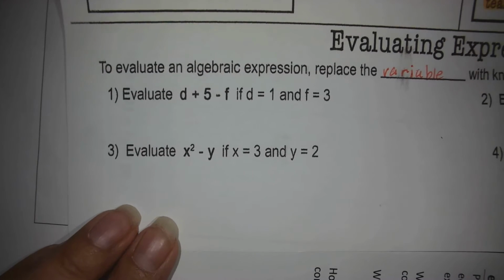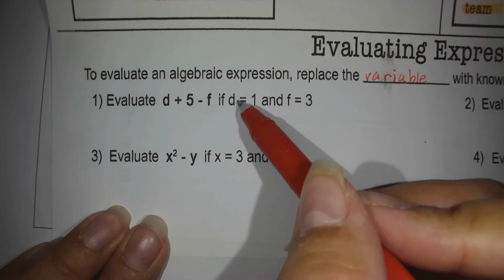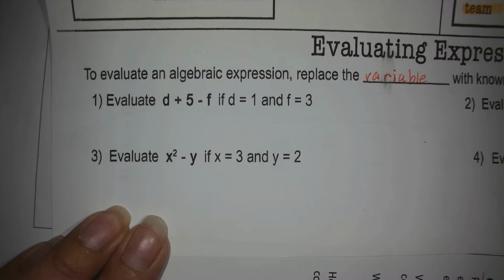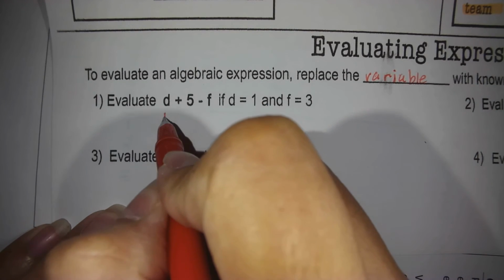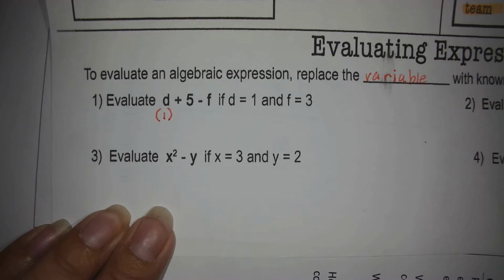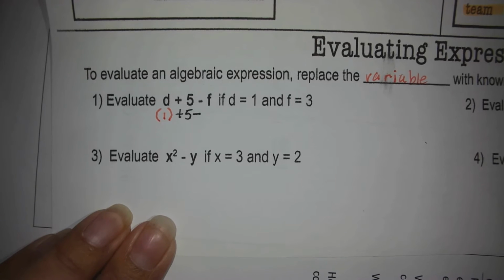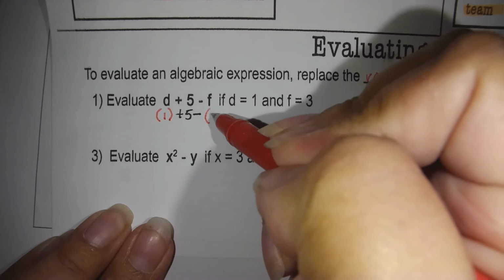So here we go. We're going to evaluate D plus 5 minus F, if D equals 1 and F equals 3. So we're going to substitute the variable with the number that's given. D becomes 1, and we're going to put it in parentheses because we substituted. And then we have the original, which is plus 5, minus. And then we're going to substitute again for the F, which is 3, and put it in parentheses.